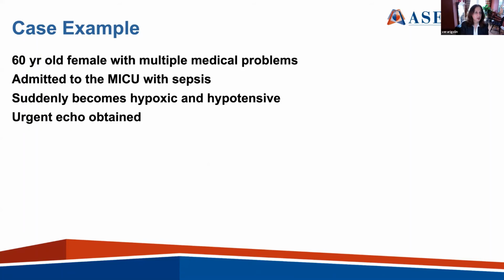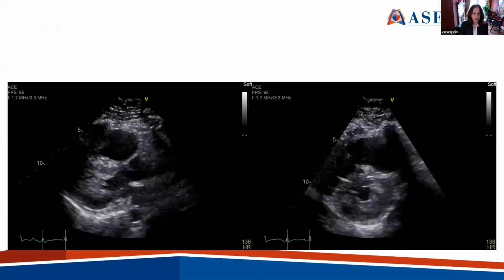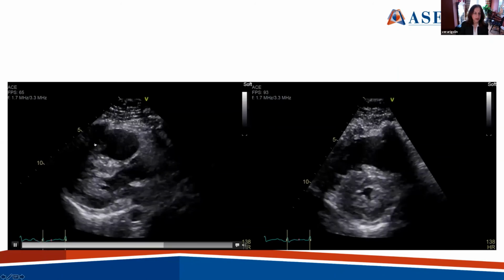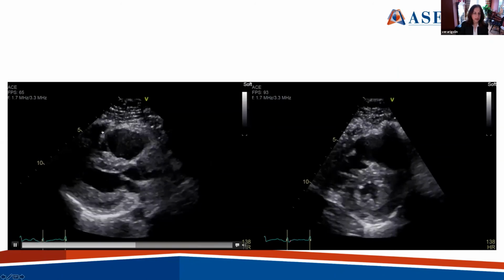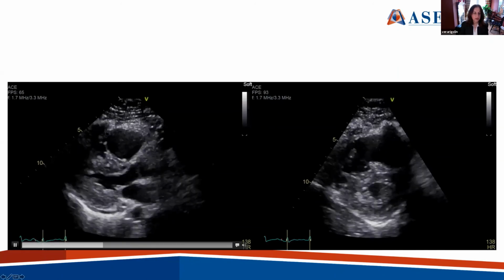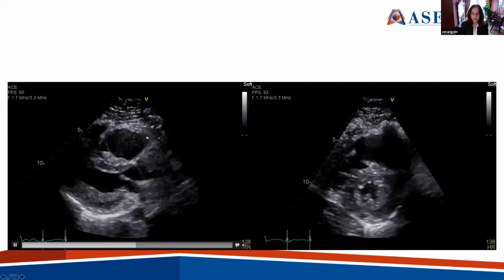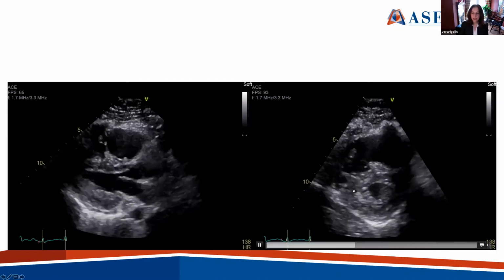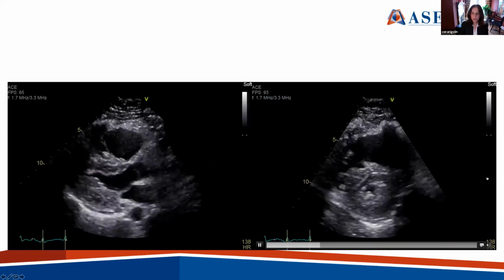First is a 60-year-old female with multiple medical problems admitted to the MICU with sepsis. She suddenly becomes hypoxic and hypotensive, and an urgent echo is obtained. So here are your parasternal long and short axis views. You see that the right ventricle is dilated and severely hypokinetic. Same with the short axis view, and you also see flattening of the interventricular septum.